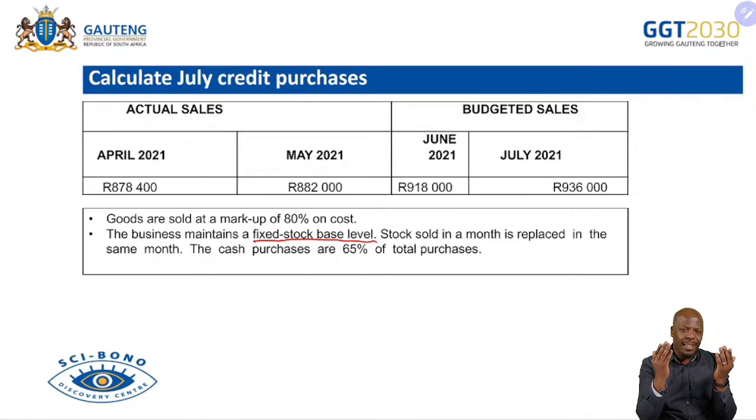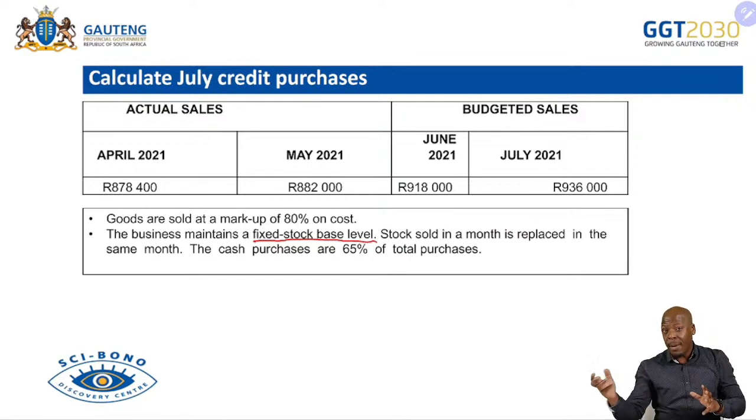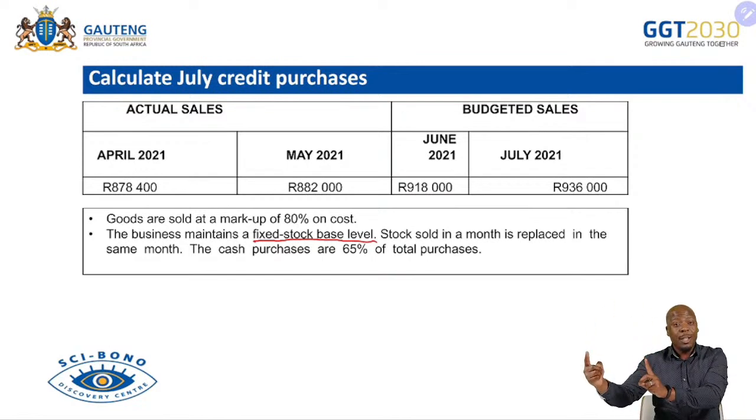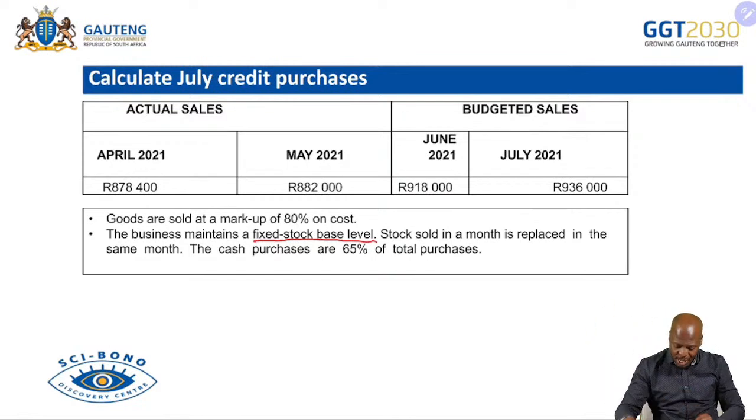I know most of you are thinking petty cash. Whatever we spend is what we bring back. The fixed stock base is exactly the same thing. Whatever we have sold is what we then buy. What the examiner is trying to point out is, look at your sales to relate with the purchases. Stock sold in a month is replaced in the same month. And then the cash purchases are 65% of total purchases.